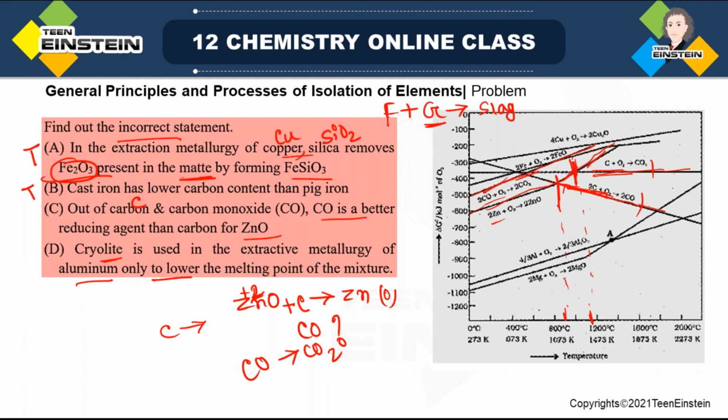So it means that carbon can reduce ZnO to zinc. So this statement is basically false, and we have to find the incorrect statement. So this will be the correct statement. Any doubt? Should I repeat once more?